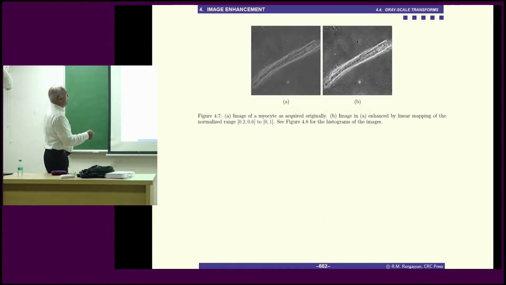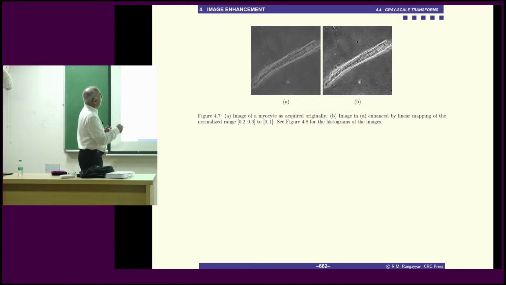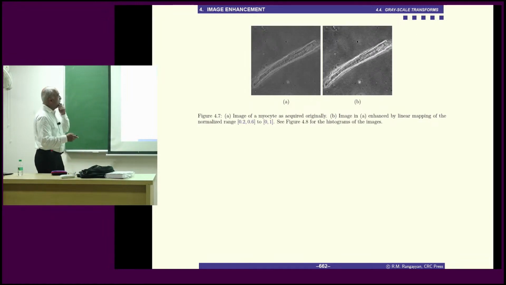This is the myocyte image. This is what I got originally. And I stretched that 0.2 to 0.6 to 0 to 1. So I can see the details better. There is some improvement of the visibility, just because this is a very dark image, it's been brightened. And some parts have been saturated here, white. There is no contrast enhancement. It's only stretching. That gives you increased visible contrast, but that is achieved only by stretching the values and selecting a small range to display.